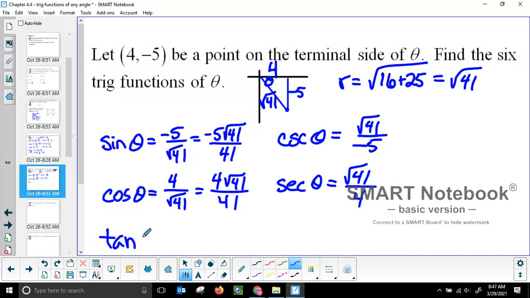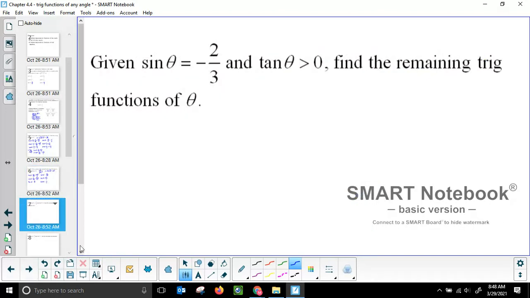Tangent of theta is equal to opposite over adjacent, so -5/4. So cotangent of theta is just its reciprocal, -4/5. Good times. Okay.